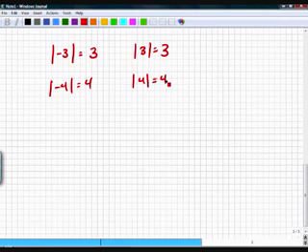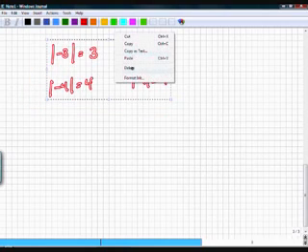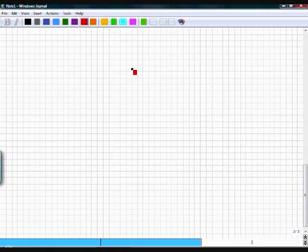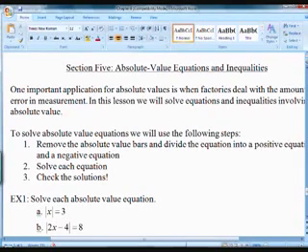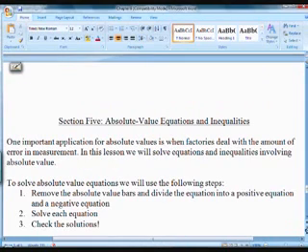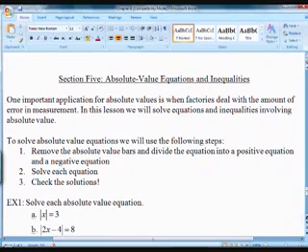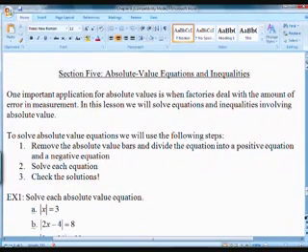Today we're going to be solving absolute value equations. We're going back and taking what we learned in Chapter 1, I believe it was, and we're putting them together. Chapter 6, Section 5, absolute value equations and inequalities. Let me zoom out a little bit there. One important application for this is when factories deal with the amount of error in measurement. In this lesson, we will solve absolute value equations and inequalities.